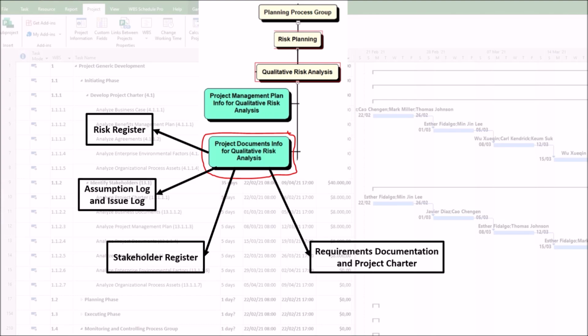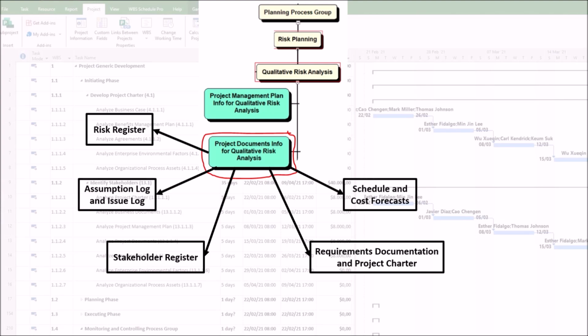4. Requirements documentation and project charter. The requirements documentation and project charter define what is important to the project, such as objectives, success criteria, key deliverables, and high-level requirements. A risk's impact is measured against these benchmarks. A risk threatening a core requirement or a strategic objective has a high impact.